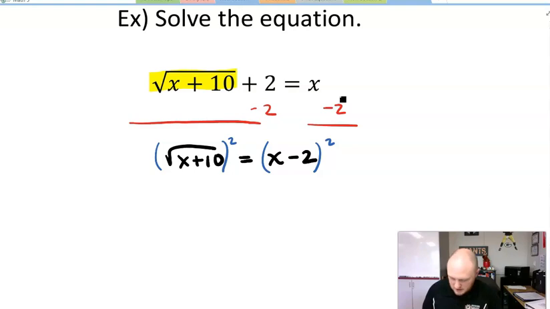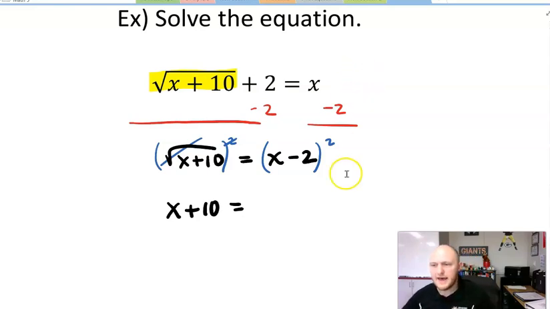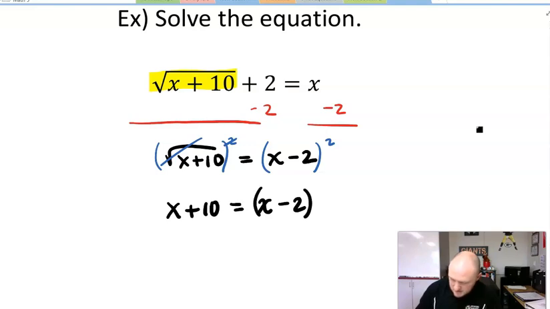Square each side in order to cancel out that square root, and we get x plus 10 is equal to x minus 2 squared. Watch out, don't take the shortcut here. x minus 2 squared is not, I repeat, is not x squared minus 4. It is not x squared plus 4. You have to distribute this out.